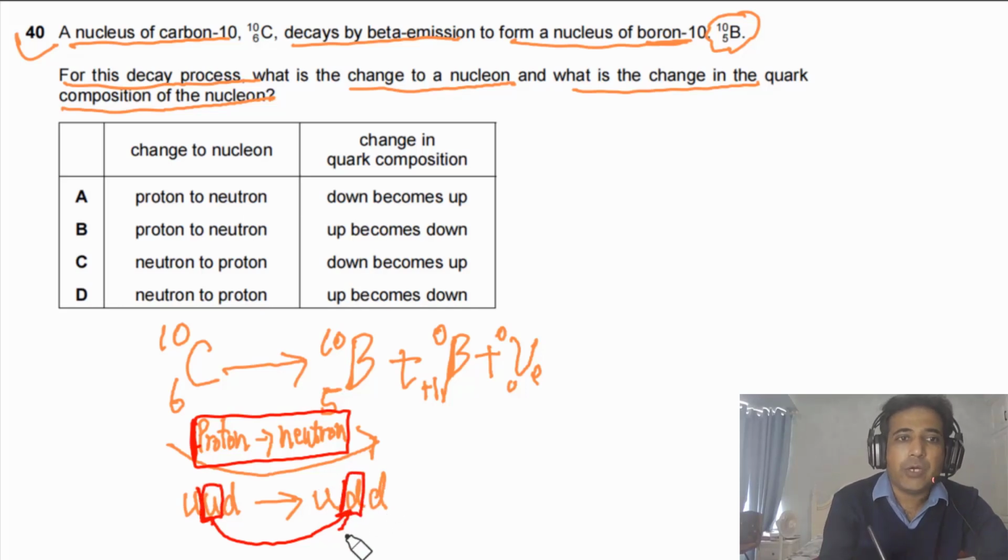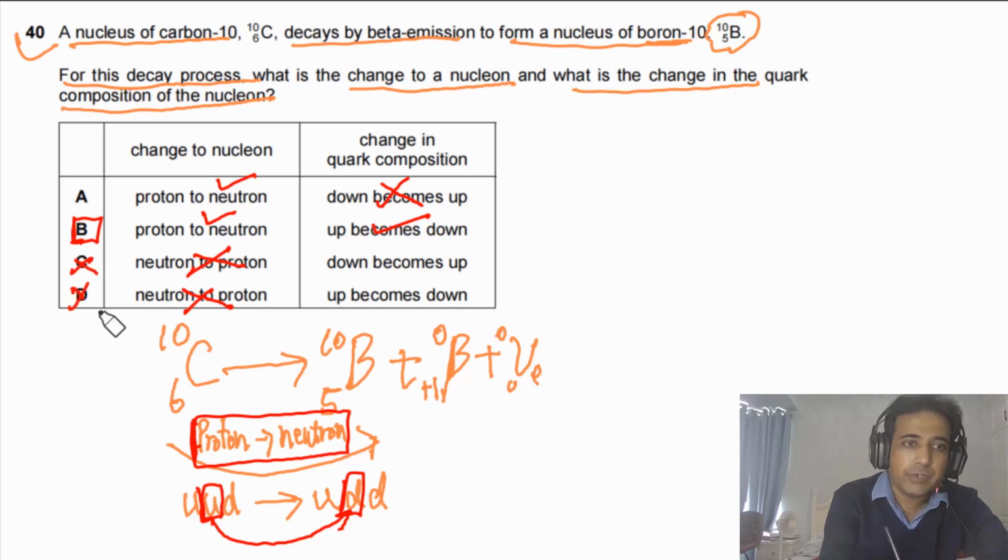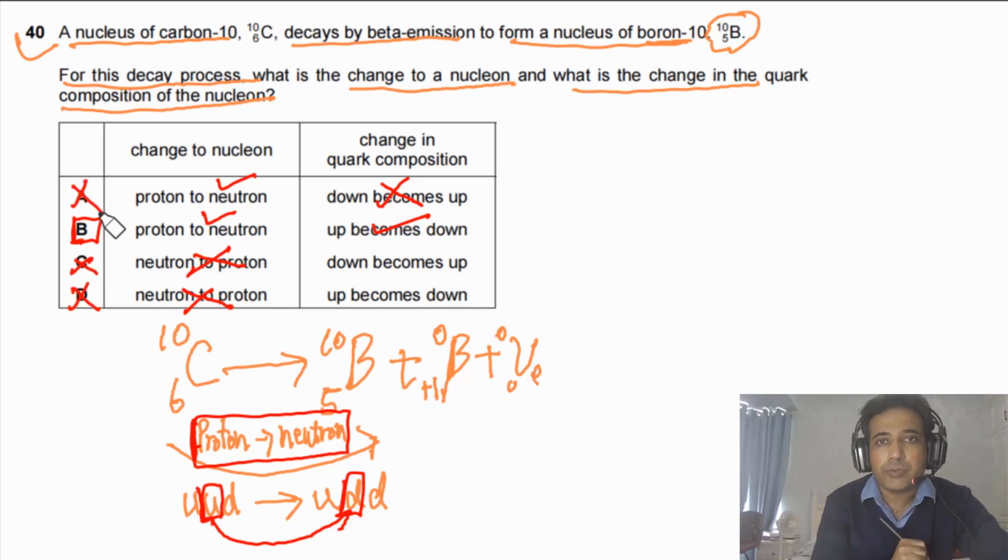Now if you look at the given options, proton to neutron, yes, this is correct. Down to up, no. Proton to neutron, yes. Up to down, yes. So the answer for this one has to be B. Neutron to proton, wrong. Neutron to proton, incorrect. So C, D and A are not possible answers.